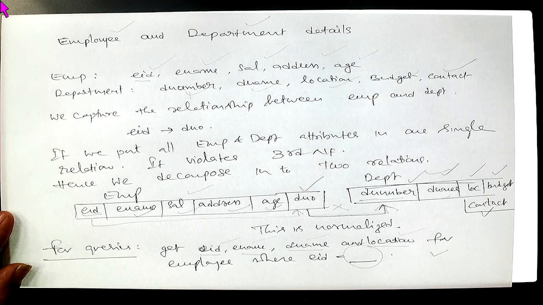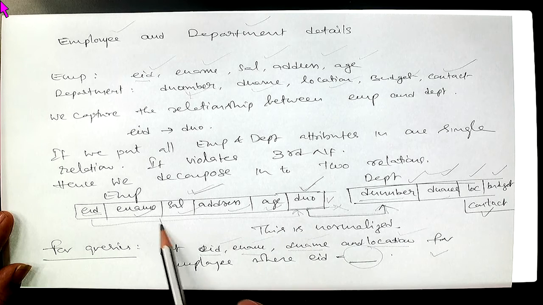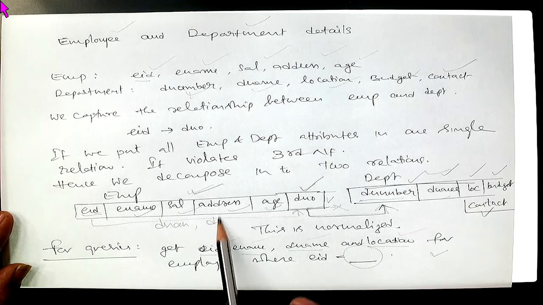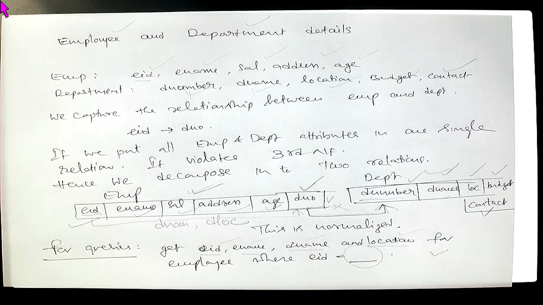Then what can I do? Because for every given employee, I also require the department name and location. So what I can do is redundantly store the department name and department location information for every employee in the employee table itself. That means apart from this DNO, I will also store the D name attribute and the D location attribute in the employee relation itself.